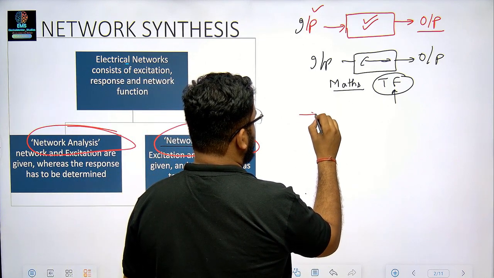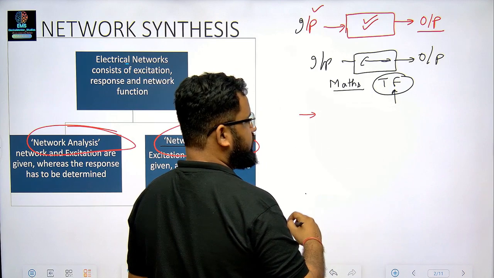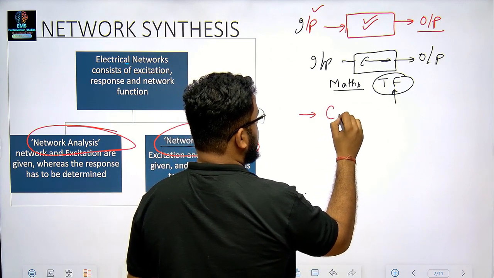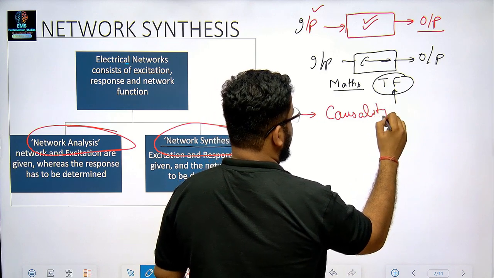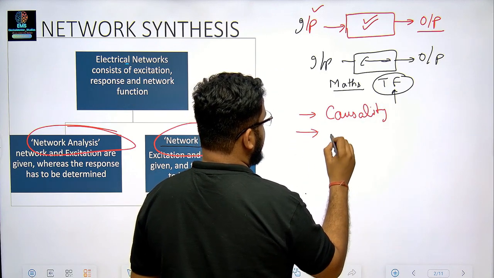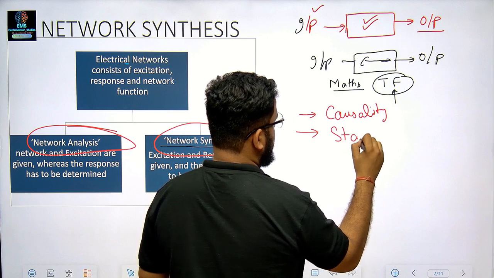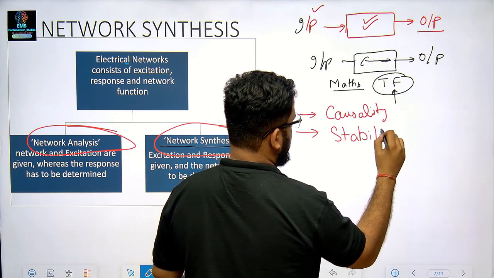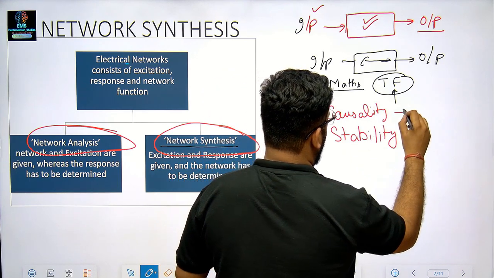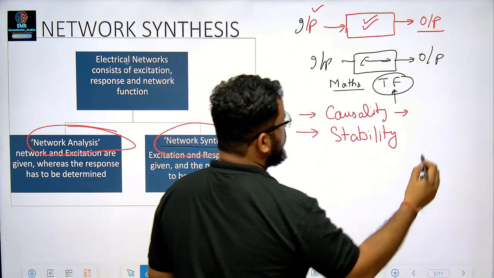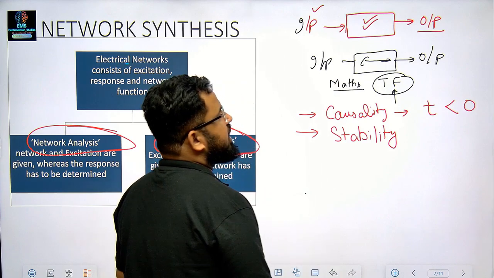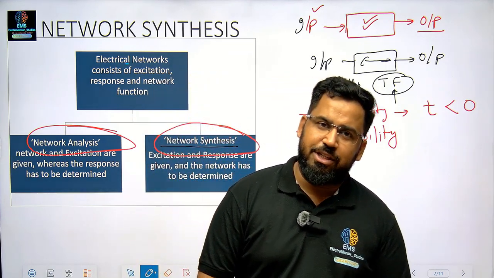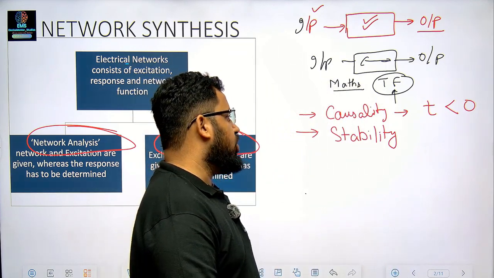For network synthesis, there are two important things which we need to remember. First, causality. Second, stability. So what is causality? As we already know, the response of any network for t less than 0 is going to be 0. That means the network is causal.